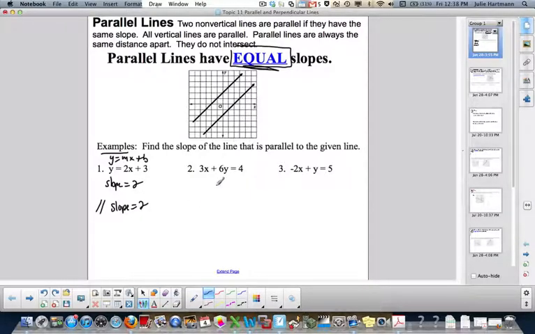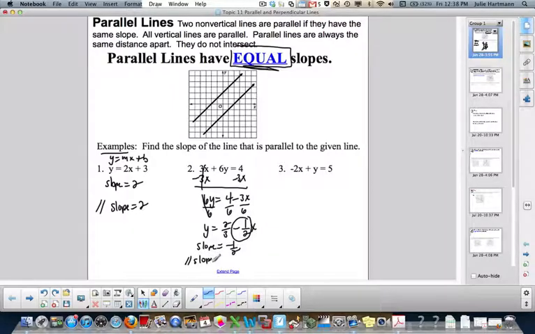Number two, you are not in slope-intercept form yet. So the first thing you need to do is solve for y so that you can find out the slope. 6y equals 4 minus 3x. Divide by 6. Y equals 2/3 minus 1/2 x. So my slope is negative 1/2. So my parallel slope is also negative 1/2.